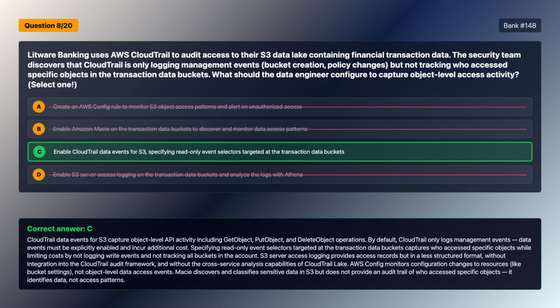S3 server access logging provides access records, but in a less structured format, without integration into the CloudTrail audit framework, and without the cross-service analysis capabilities of CloudTrail Lake. AWS Config monitors configuration changes to resources, like bucket settings, not object-level data access events. Macie discovers and classifies sensitive data in S3, but does not provide an audit trail of who accessed specific objects. It identifies data, not access patterns.